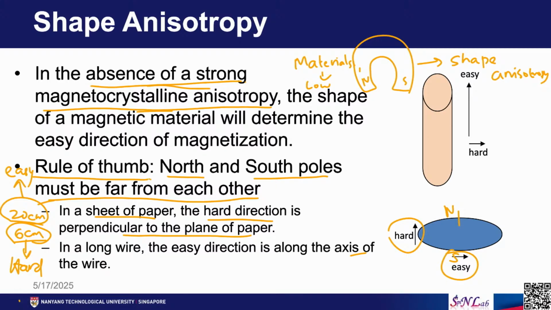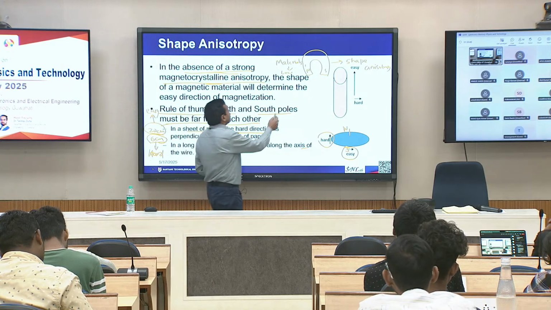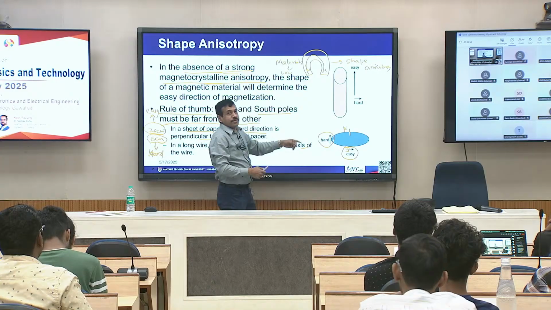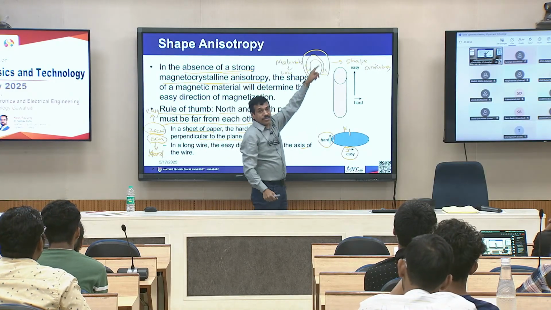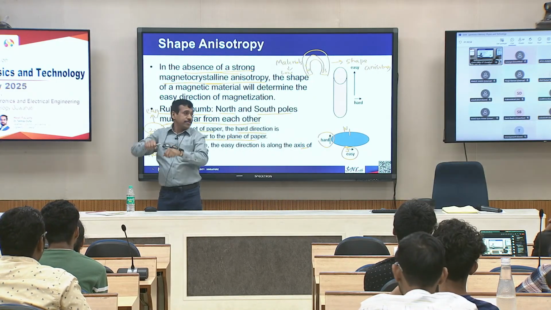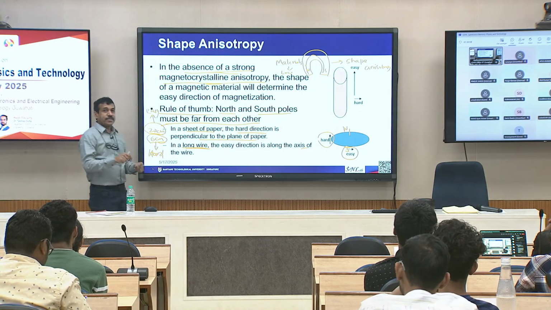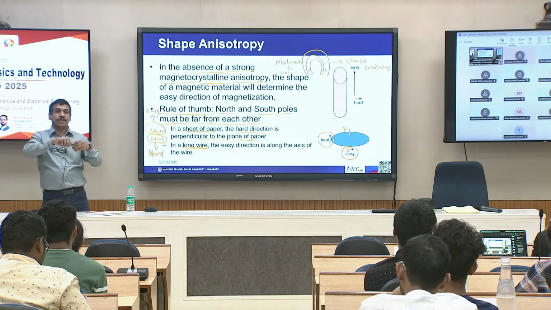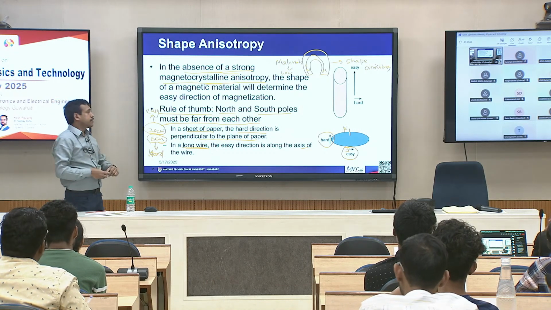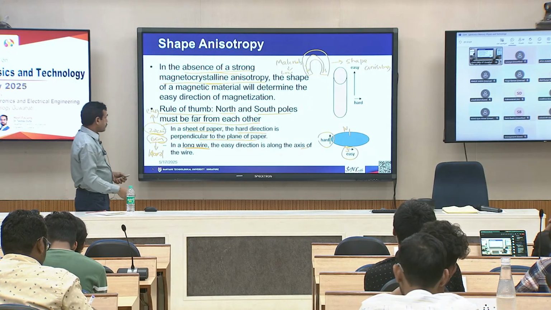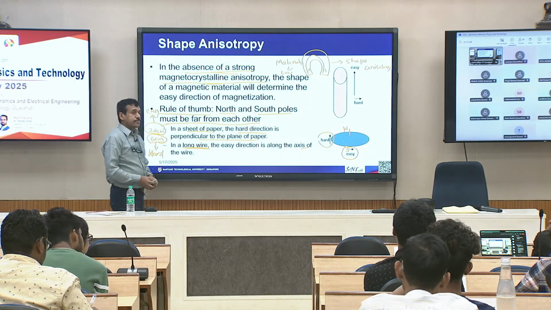Sir, what about a horseshoe magnet? A horseshoe magnet is like your, this is the length, right? So, the easy direction is along this length. So, it is like a long wire. The easy direction is along this length and you just bend it.